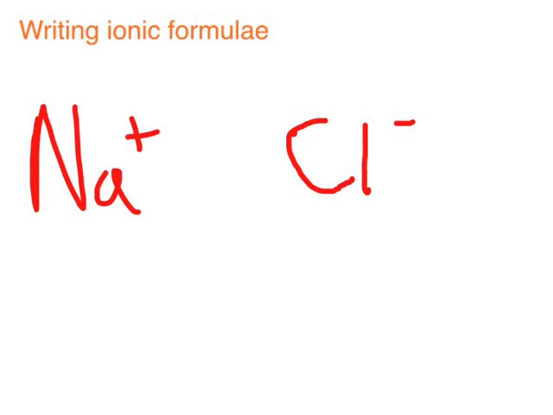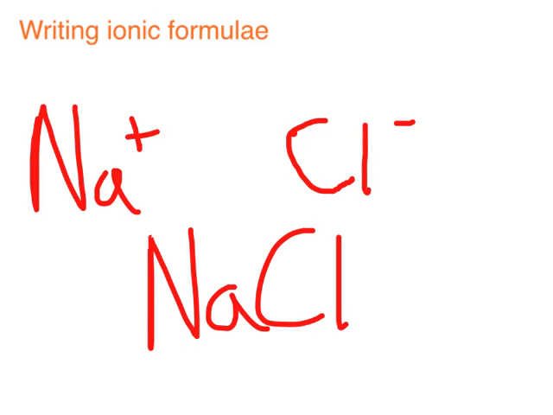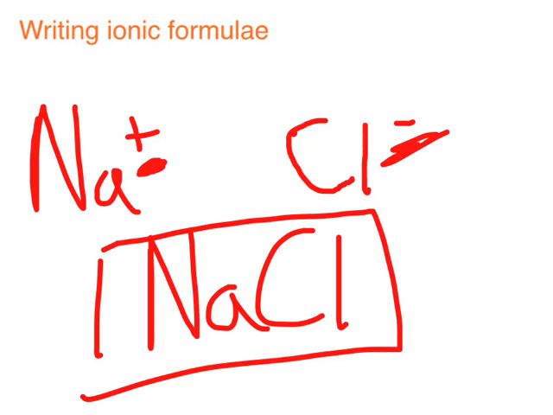Well, I've got a 1 plus and a 1 negative. If I add those two together as they are, I think you'll agree there's no charge. So the chemical compound for this one would be NaCl, because the positive of this and the negative of this cancel each other out, giving you the compound sodium chloride, NaCl.